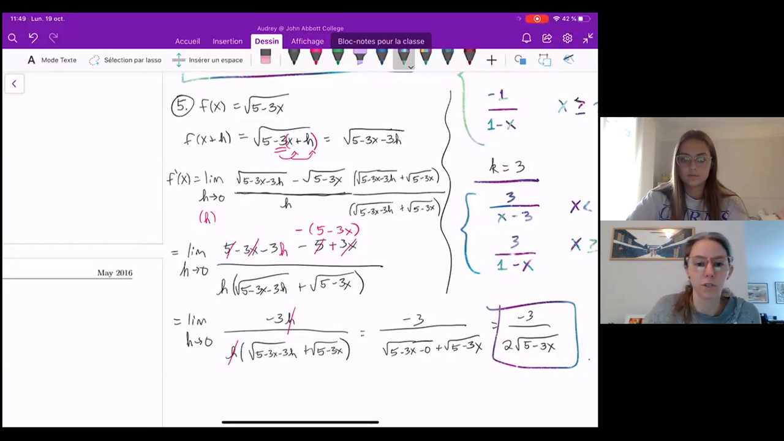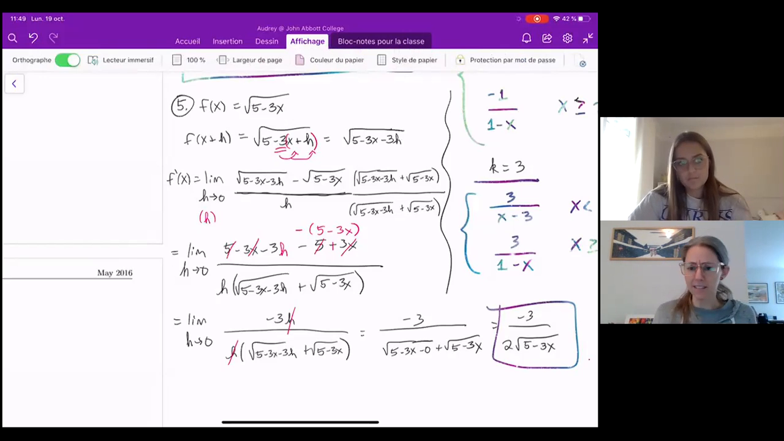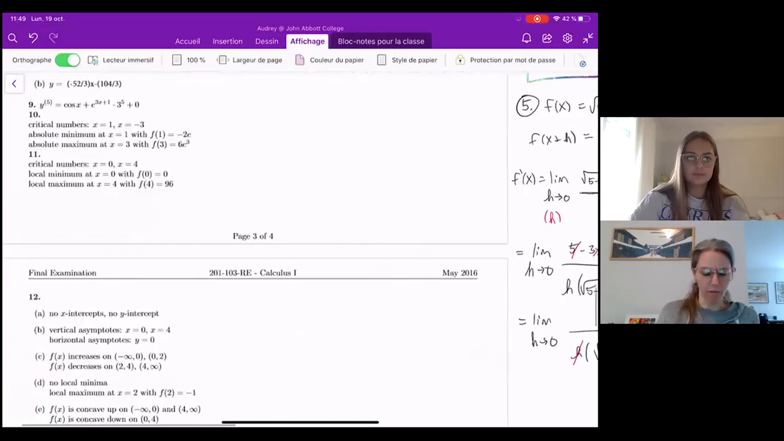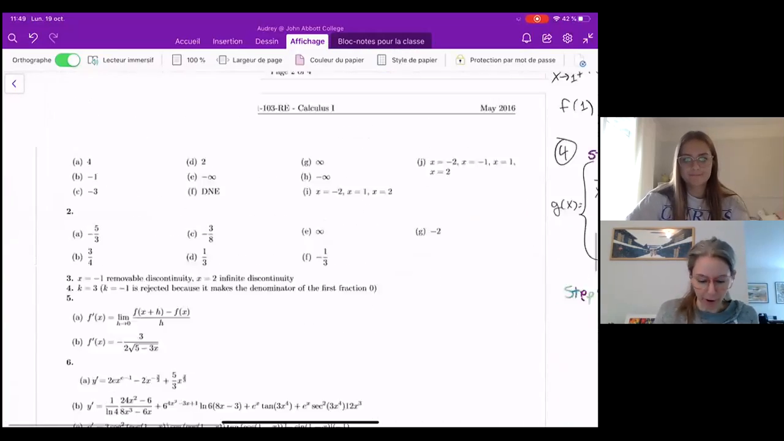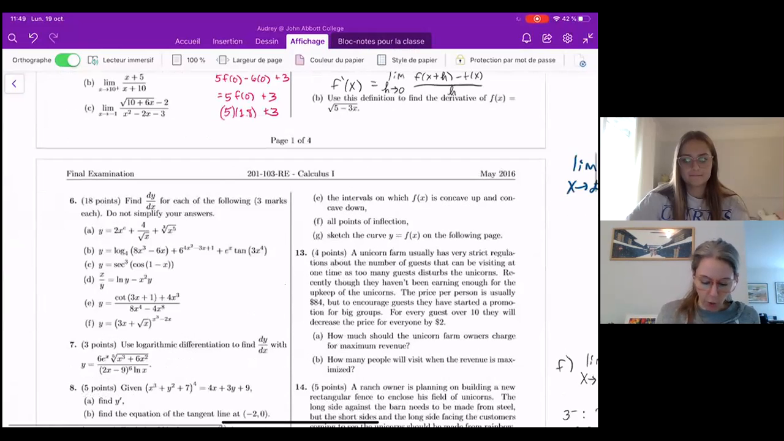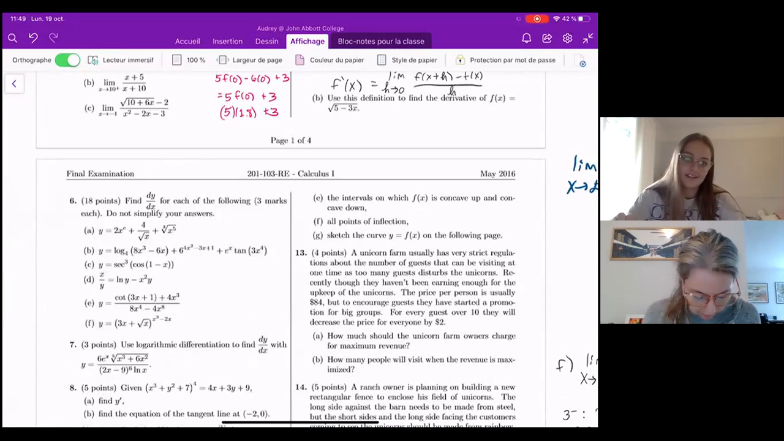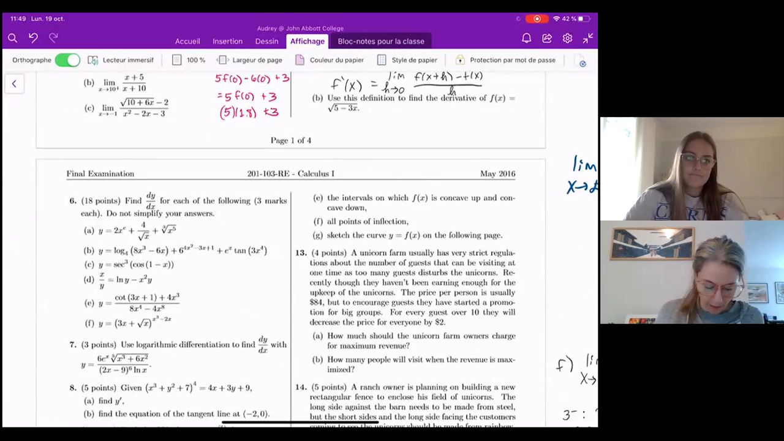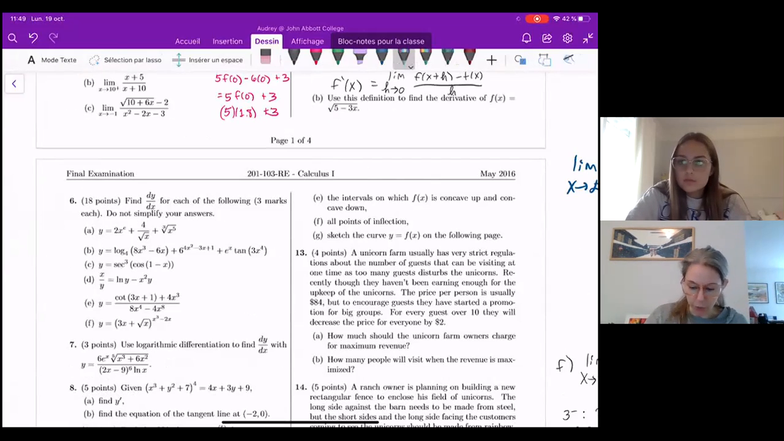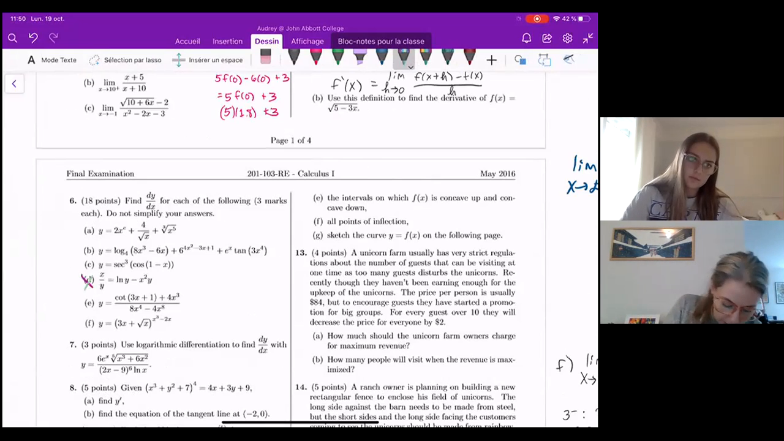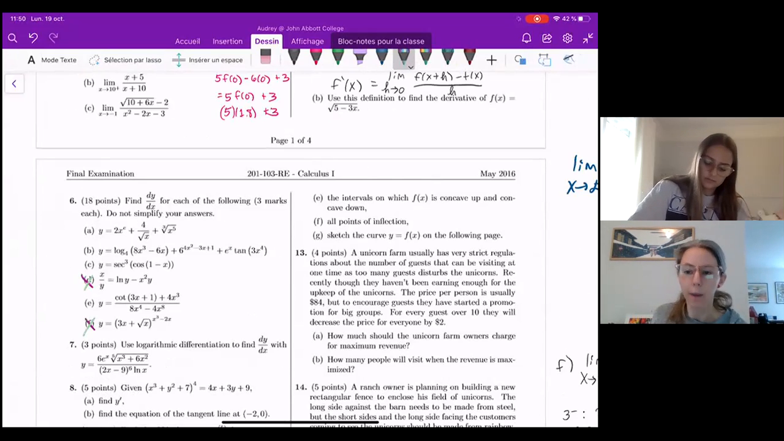Okay, are you guys ready to do some derivatives then? Yes, okay. Wow, this is amazing. We're actually getting through all of the stuff that's on your midterm tomorrow. Okay, so each of these derivatives, I'm just gonna get rid of the ones that we can't do yet. So I'm not gonna be able to do D, and I'm not gonna be able to do F. Those are not questions that we've learned how to do yet.